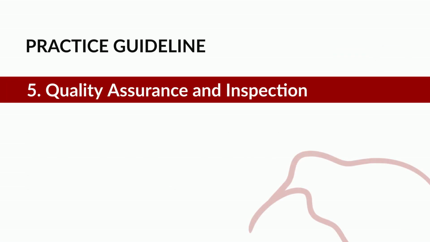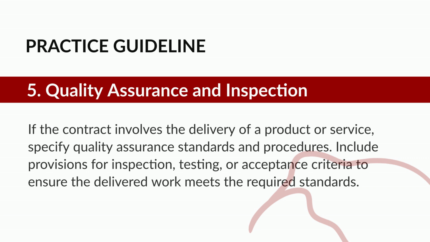Quality assurance and inspection. If the contract involves the delivery of a product or service, specify quality assurance standards and procedures. Include provisions for inspection, testing, or acceptance criteria to ensure the delivered work meets the required standards.